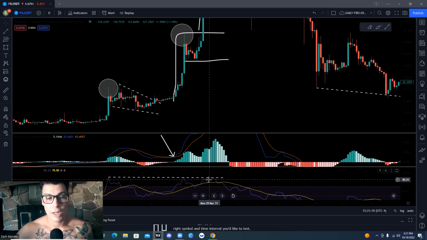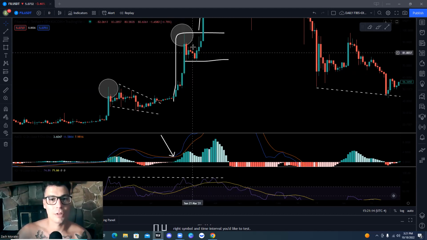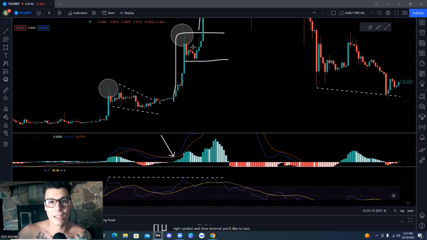This one was a viewer request, so I'm going to jump straight into it now and let's do it. The first thing that we're going to look at, all right, is one of my favorite patterns. It's known as the wedge. So this one here is a descending wedge.